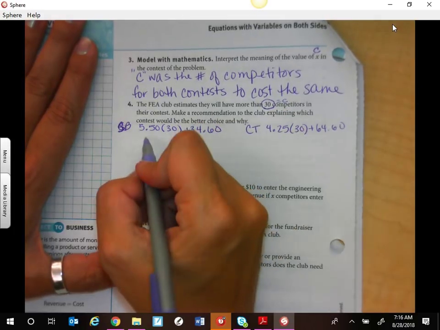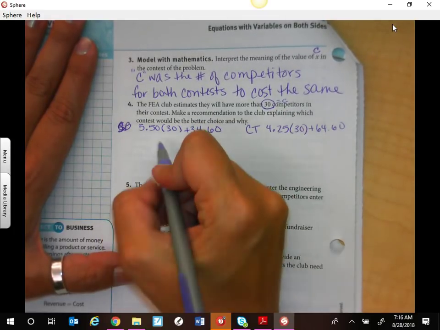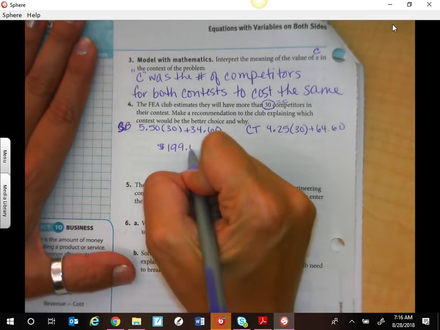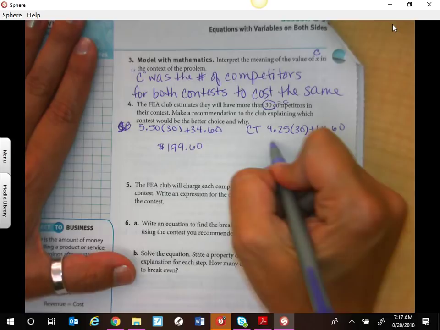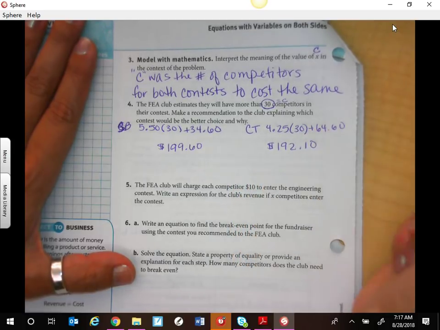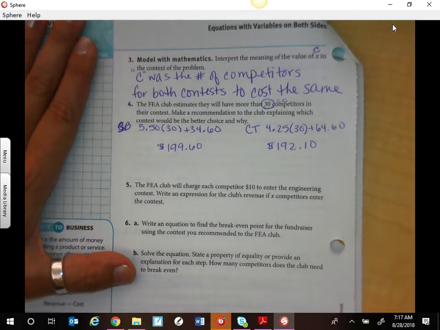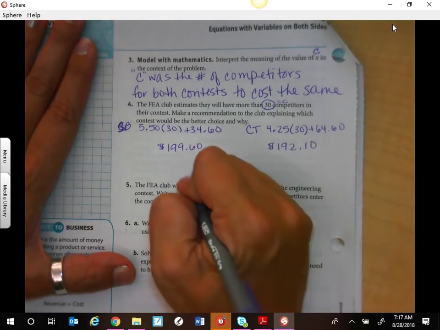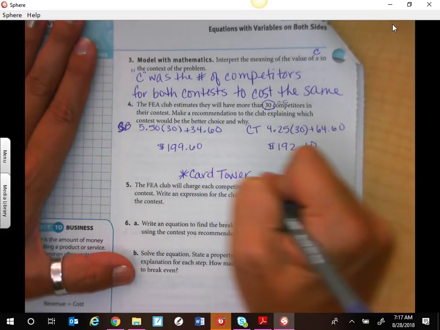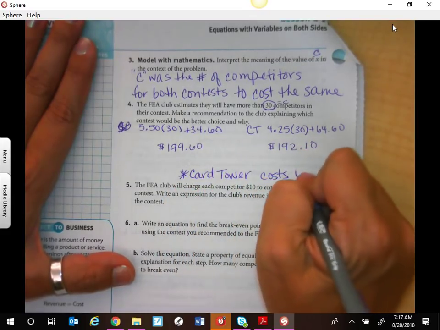So when we plug all of that in, we get that the Strawbridge contest is $199.60. Well, the card tower contest is $192.10. So based on that information, which contest would you recommend? Well, I would recommend the card tower. It's cheaper. It costs less to host.